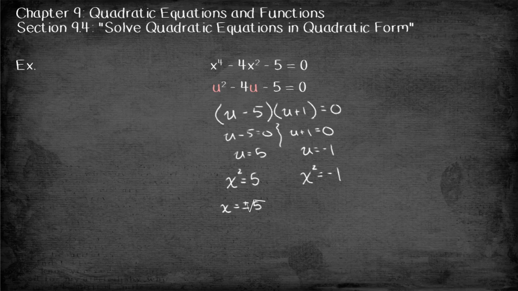For the second equation, when we take the square root of both sides, we'll have the square root of a negative number, which we know isn't a real number. So actually, we don't even need to worry about this guy. So our solutions are just plus or minus the square root of 5. So that's not too bad.